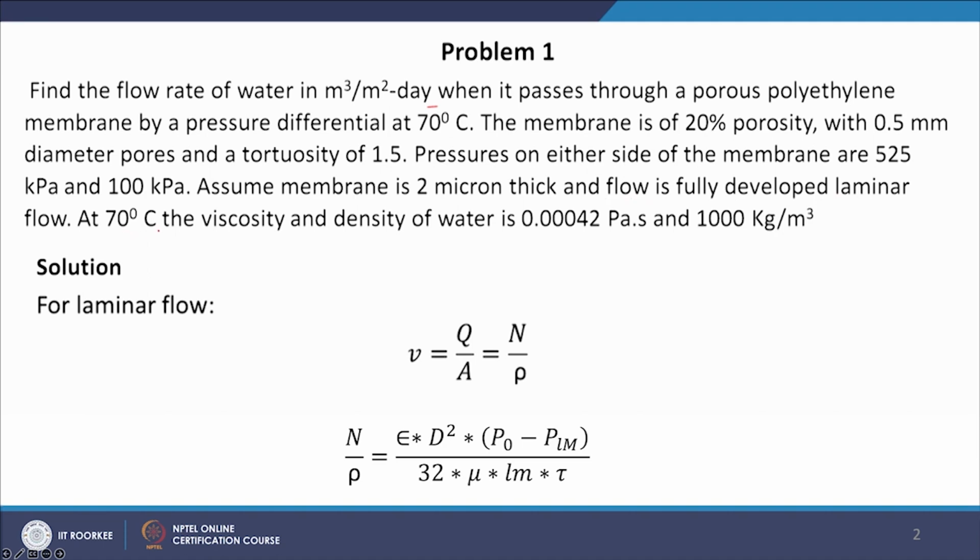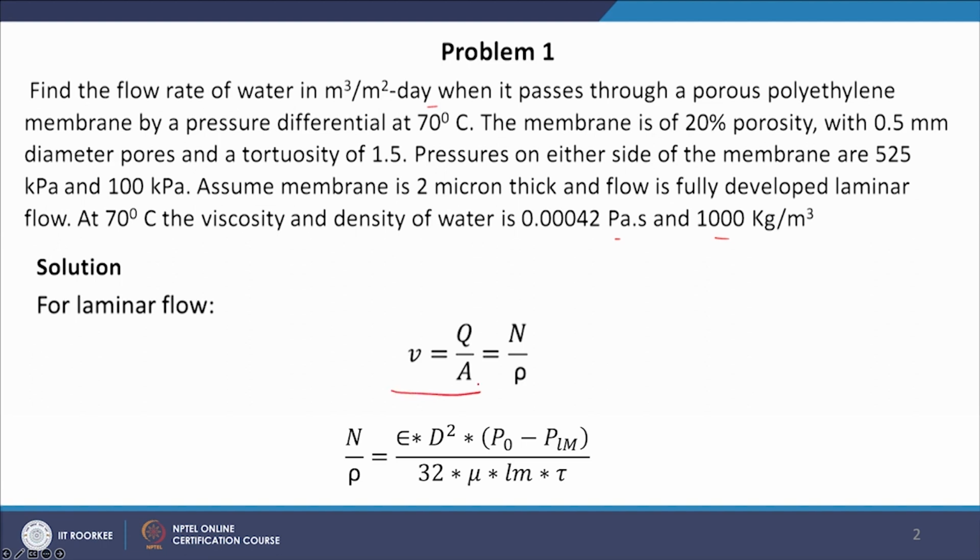At 70 degree centigrade, the viscosity and density of water is 0.00042 Pascal second and 1000 kg per meter cube. So, this is the statement and we have to find out the flow rate in meter cube per meter square per day, that means volumetric flow rate per cross sectional area per day, that is Q by A, that we have to determine.